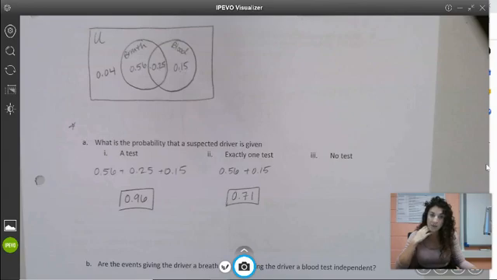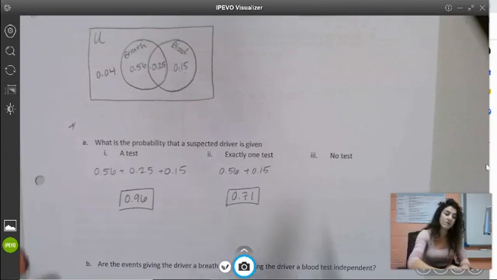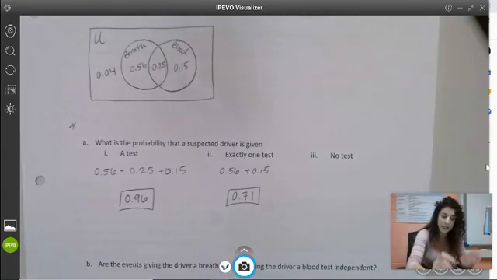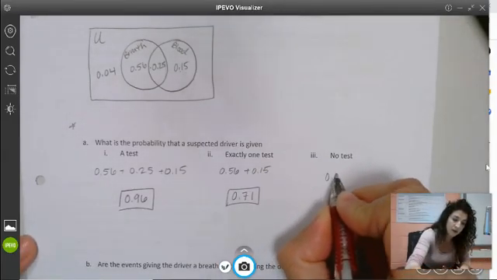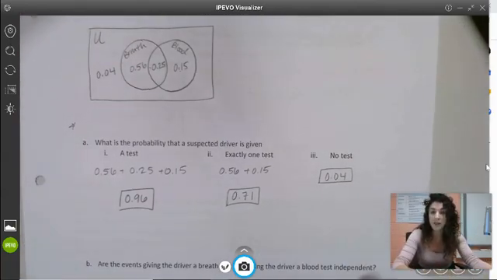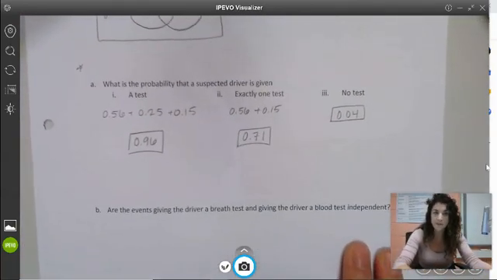And then what's the probability that we were given no test? We've already found it is anything that's not inside the bubble situation at all, and that's 0.04. 4% of all of the people pulled over were given no test.